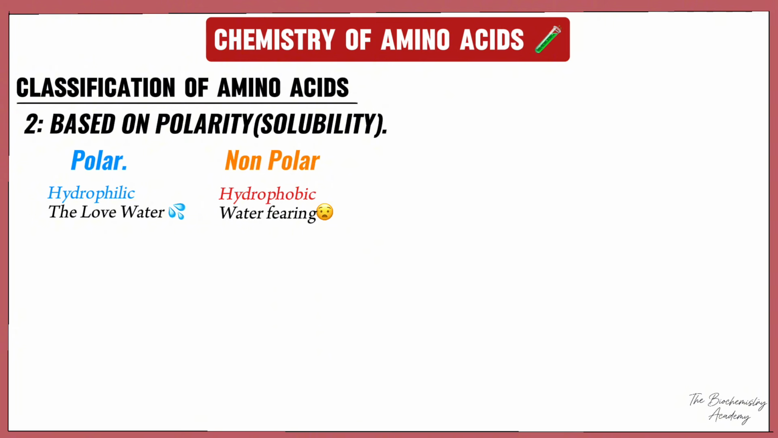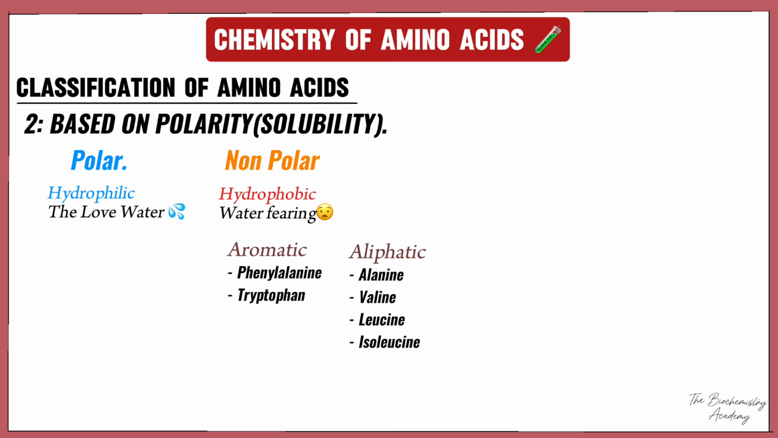The hydrophobic amino acids can be aliphatic or aromatic in nature. The aliphatic hydrophobic amino acids include alanine, valine, leucine, and isoleucine. While the aromatic hydrophobic amino acids include phenylalanine and tryptophan. Now, all these amino acids that I mentioned here are hydrophobic, which means they are non-polar in nature.